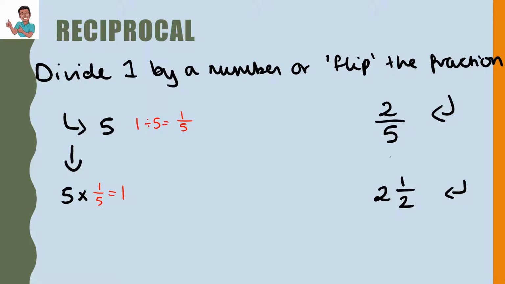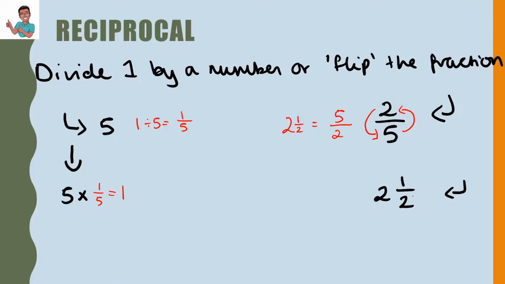Okay, and when we have a fraction, we're going to flip it. So we have 2 over 5, we just flip it over, giving us 5 over 2. You may want to write this as a mixed number fraction, so that would be 2 and 1 over 2.